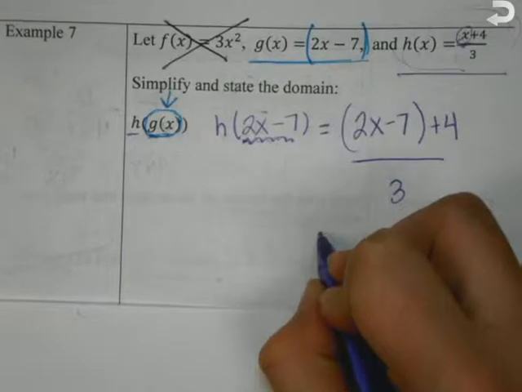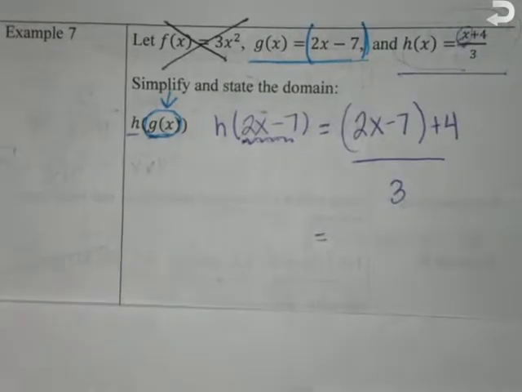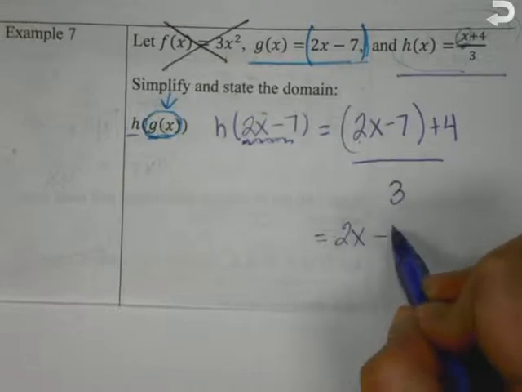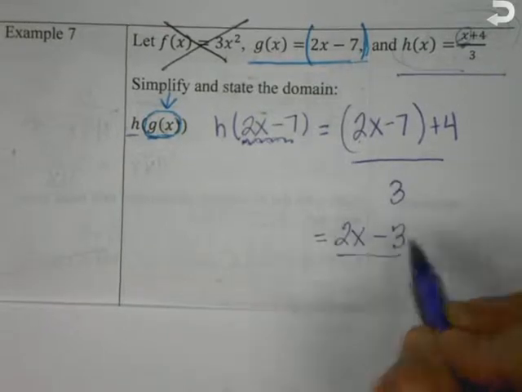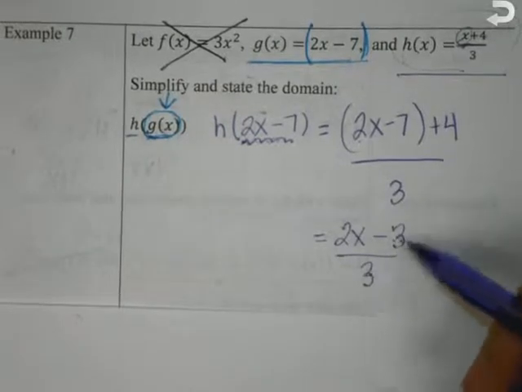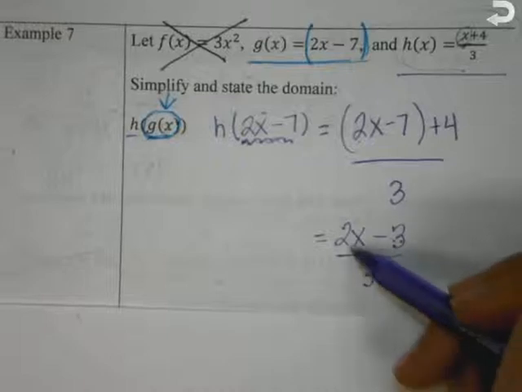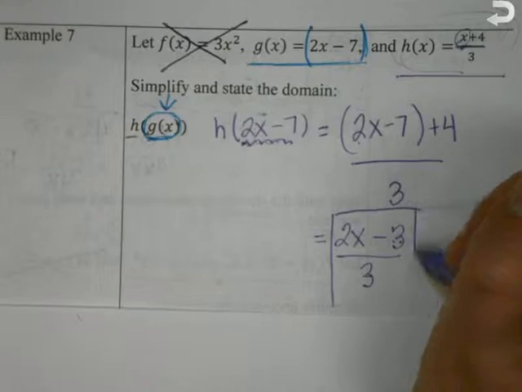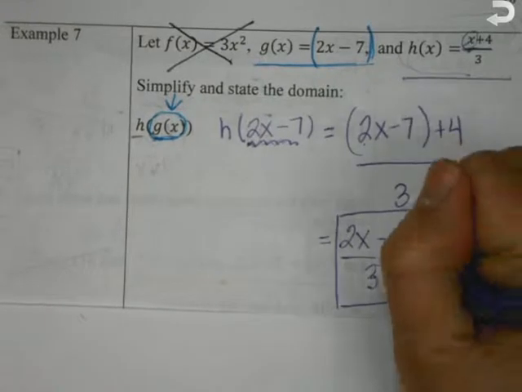2x minus 7 plus 4 gives me 2x minus 3 all over 3. Can I reduce the 3's? No, because I have to either reduce the whole thing or none of it. So we leave our answer like this: 2x minus 3 all over 3. And that's it.